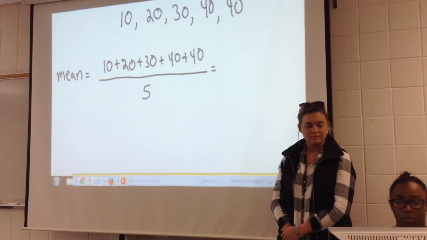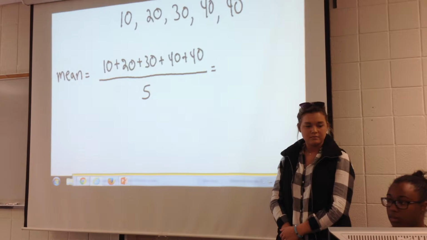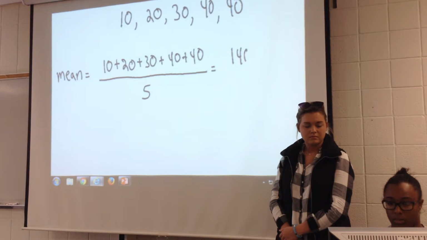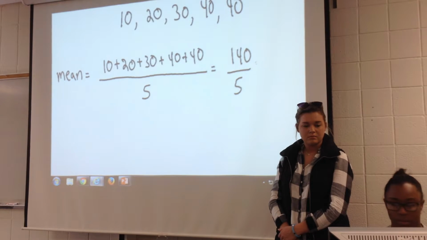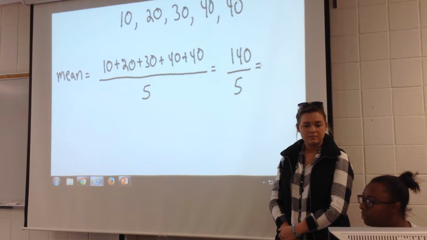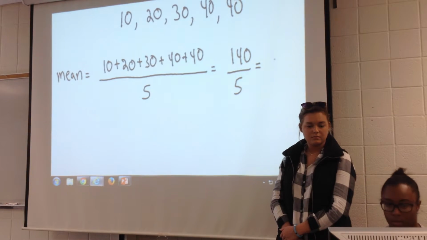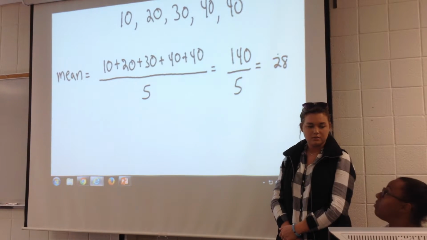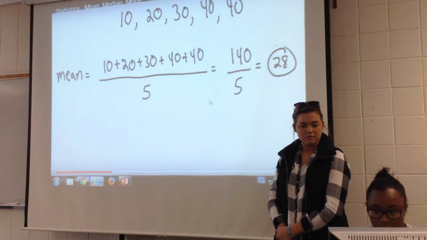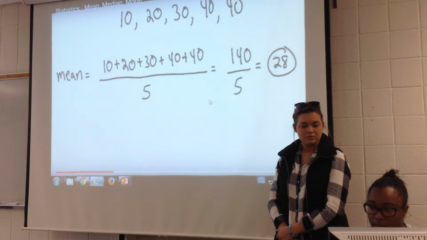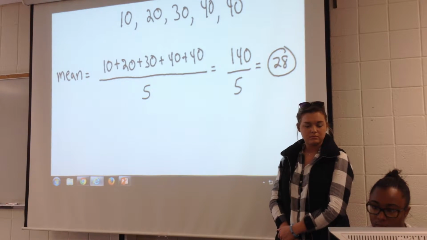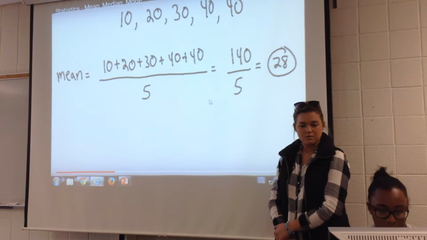If we add 10 plus 20 is 30, 30 plus 30 is 60, 60 plus 40 is 100, 100 plus 40 is 140. So in our numerator we have 140, and in our denominator we have 5. 140 divided by 5 is equal to 28. So our average, or our mean, of this data set is equal to 28.